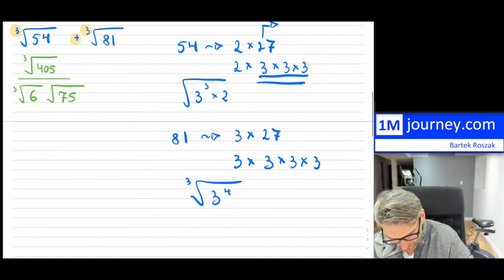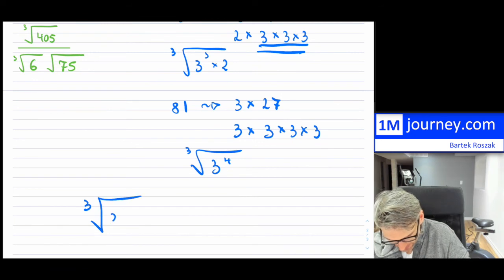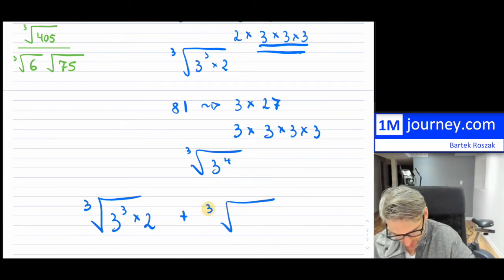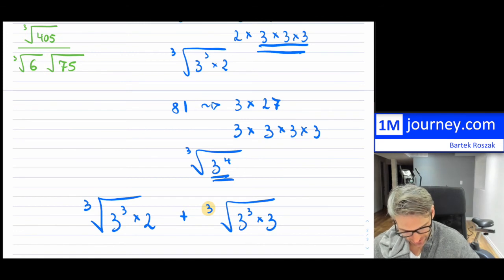So far this is what I have. So I have 3 to the 3 times 2 plus 3. Now because this is 3 cubed, I'm going to break down this 3 to the 4. I'm going to say this is 3 cubed times 3, right?